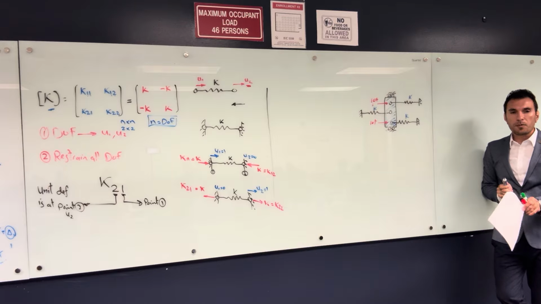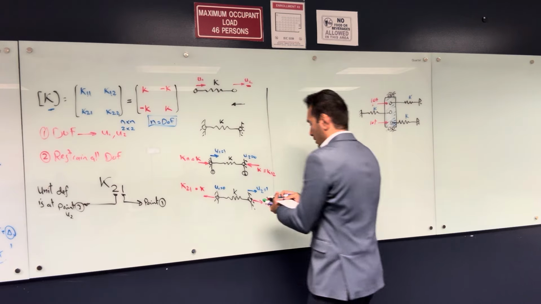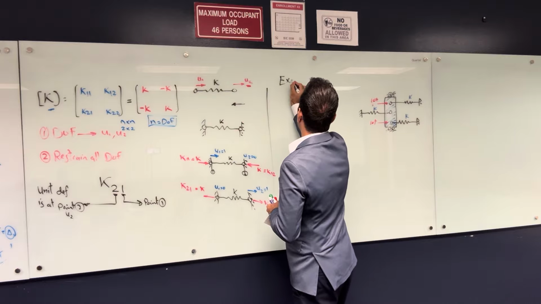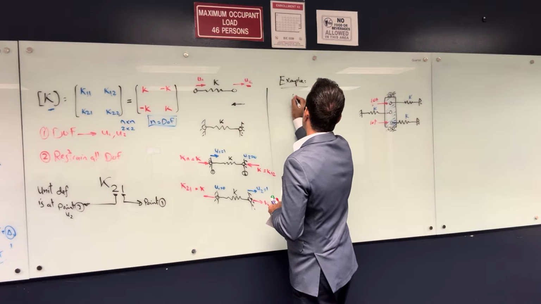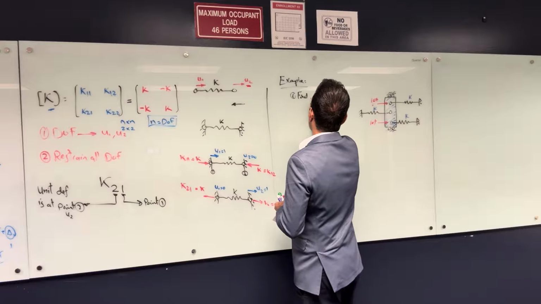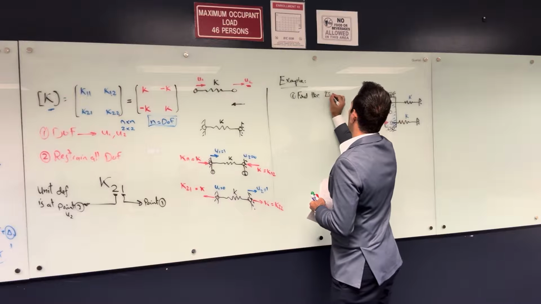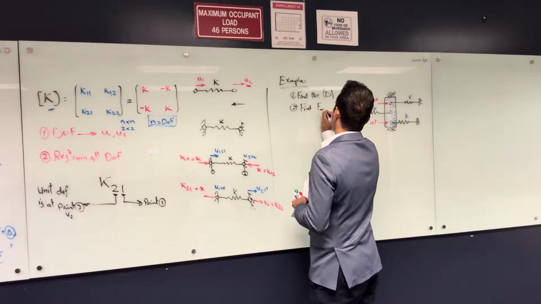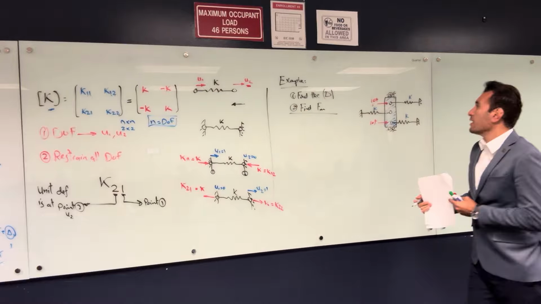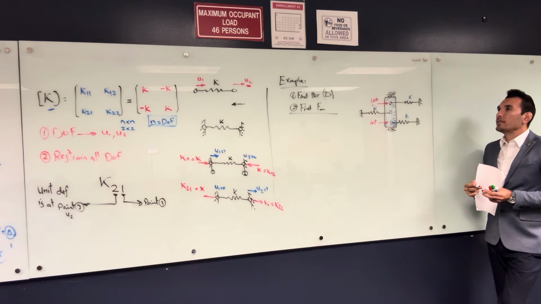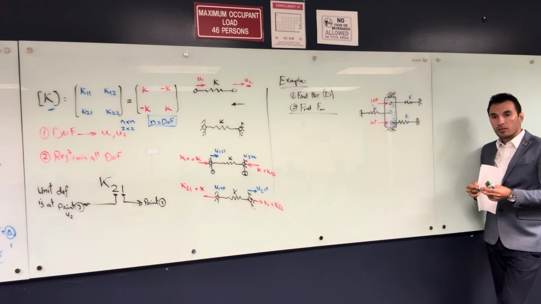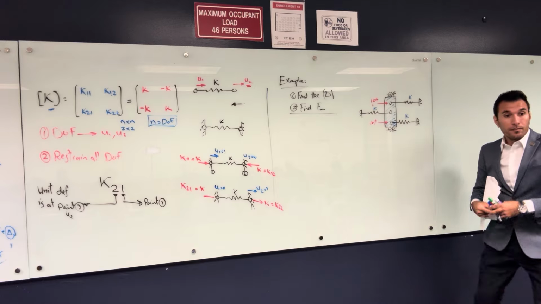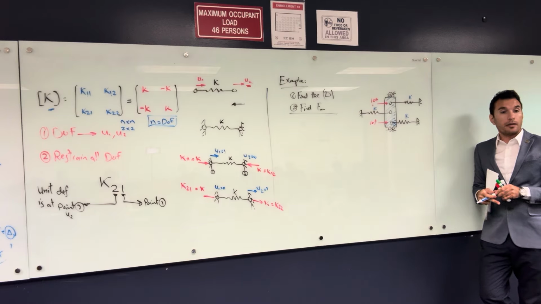Before solving this problem, let me put here the example. I'm asking you, number 1, to find the displacement, D, and number 2, find the force in each member. Can you tell me before I solve this problem, what is the solution? 20 over 3K. Excellent. Why?